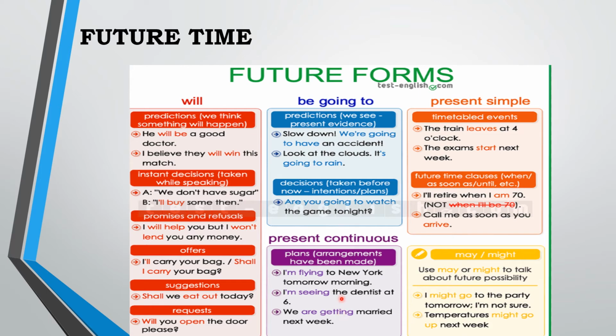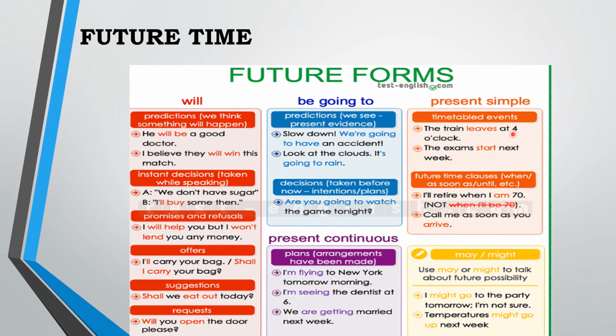I'm seeing the dentist at 6. So if you're talking about meeting the dentist in the afternoon and you have an appointment at 6, you will say, I'm seeing the dentist at 6. We are getting married next week. Okay, so these are just examples where you have a certain plan in hand, but that would happen sometime later or sooner. So there you can use present continuous tenses. Now present simple.